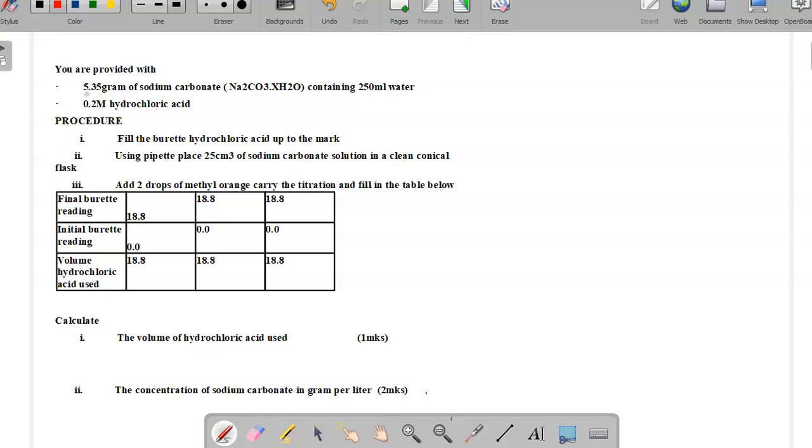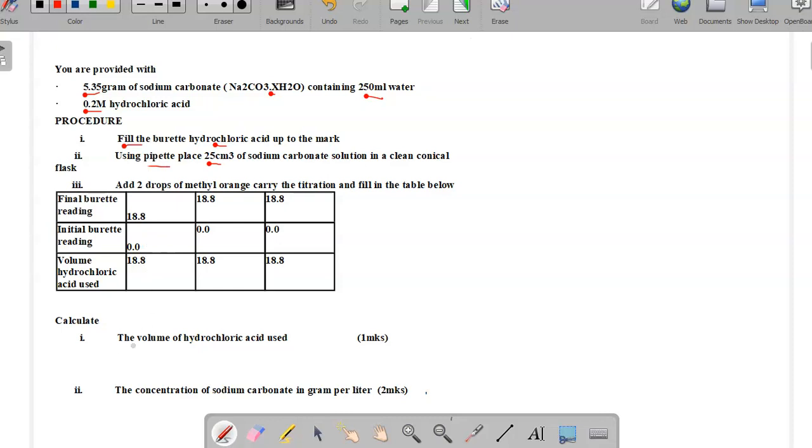So we have this question: 5.3 gram of sodium carbonate contains 250 milliliter of water and 0.2 molar of hydrochloric acid. This compound carbonate, we don't know X, we have X molecules of water. So the procedure says fill the burette with hydrochloric acid, then, using a pipette, place 25 centimeter cubed of sodium carbonate in a clean conical flask. Then you fill the table.